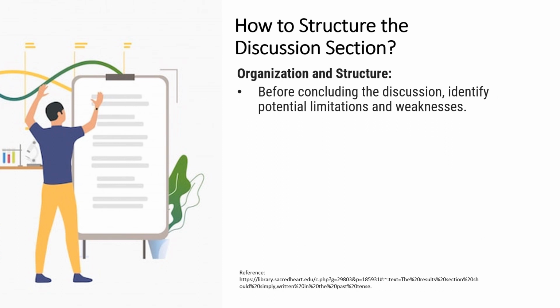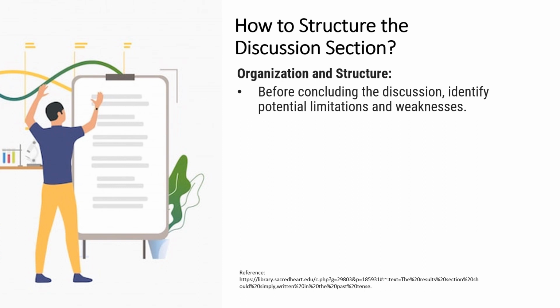Also, before concluding the discussion, identify the potential limitations and weaknesses. So this is also one of our problems. We tend to neglect the effect of these limitations and weaknesses. We simply jump to the conclusion, but we forget that there are limitations and weaknesses that could be present in our study. So comment on their relative importance in relation to your overall interpretation of the results. And if necessary, note how they may affect the validity of the findings.